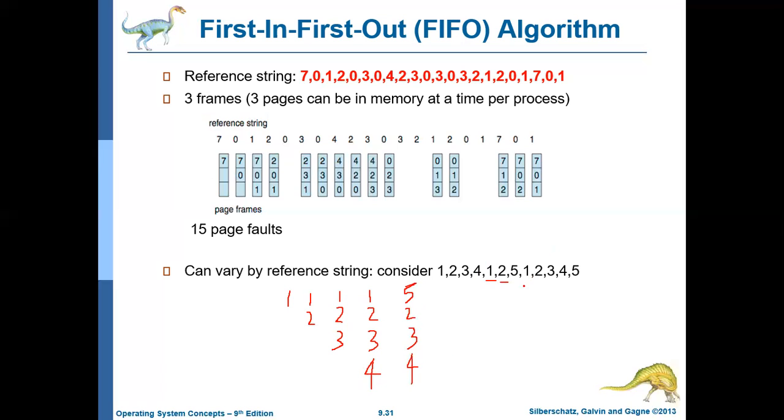Next is 1. 1 is not in the memory, so it will replace 2. So it will become 5, 1, 3, 4.